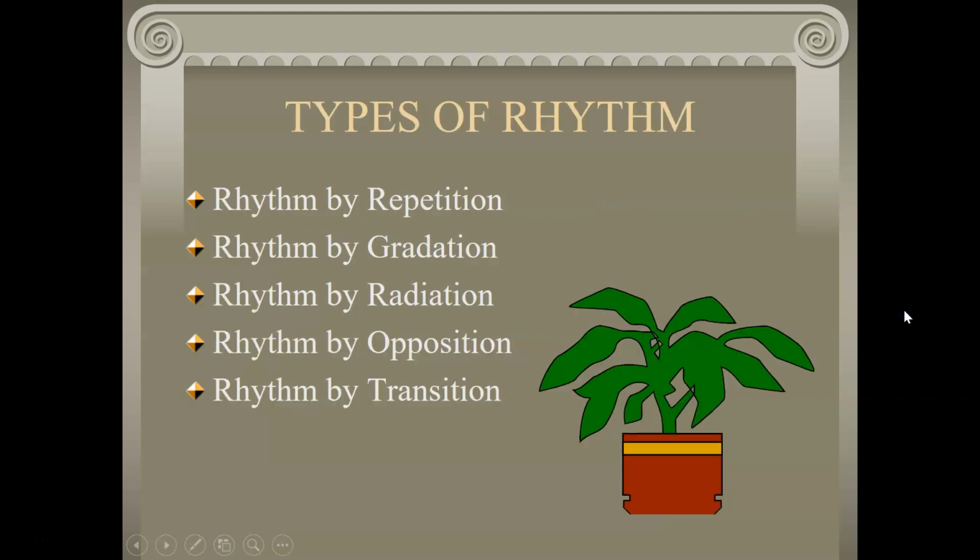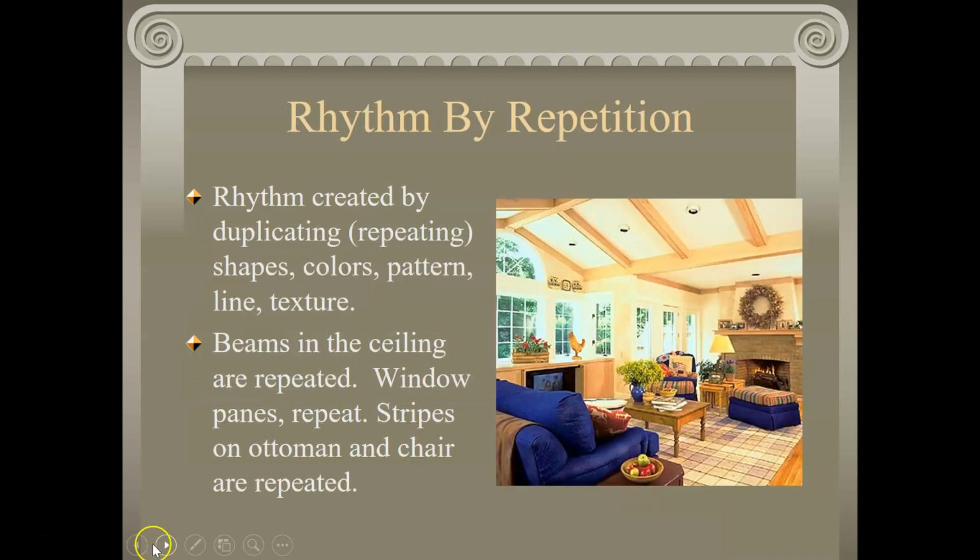Types of rhythm. Rhythm by repetition, rhythm by gradation, rhythm by radiation, position. And rhythm by repetition: rhythm created by duplicating, repeating shapes, colors, patterns, lines, textures.